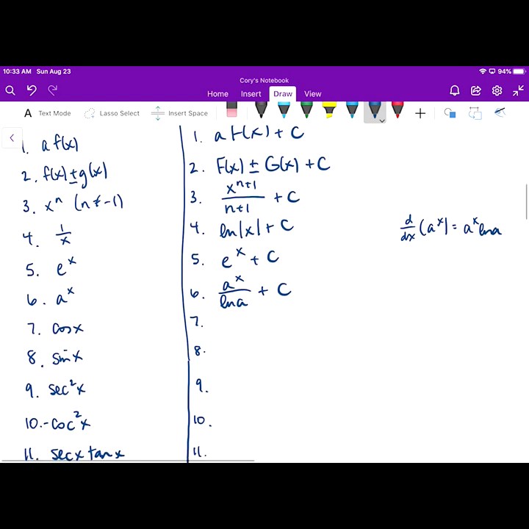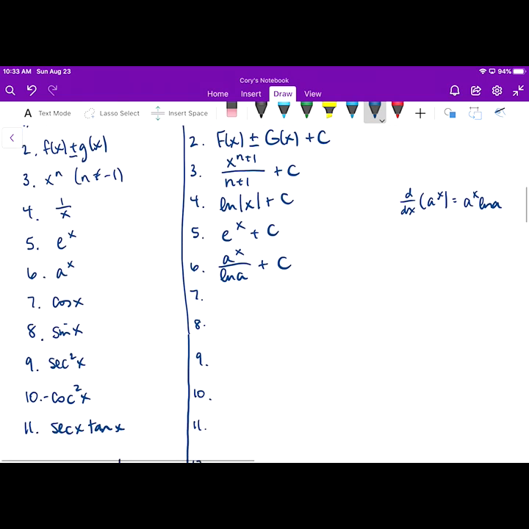All right, for 7, if we want the antiderivative of cosine, we want to think to ourselves, the derivative of what function gives us cosine. We know the derivative of sine gives us cosine. So the antiderivative of cosine is going to be the sine of x plus c, where c is a constant.